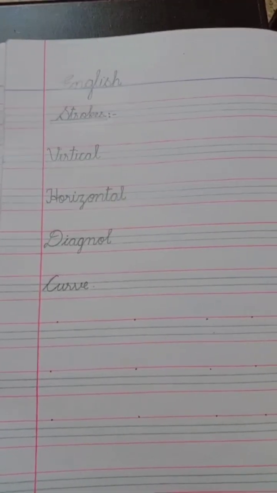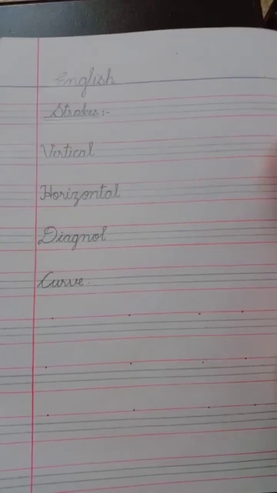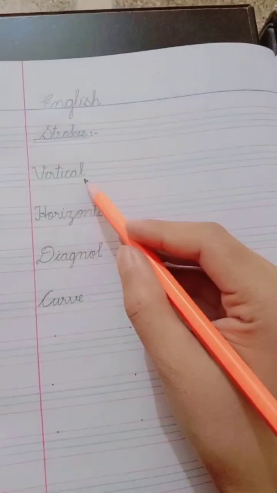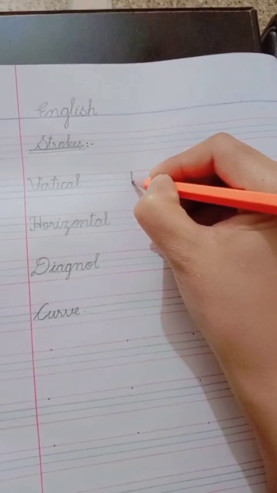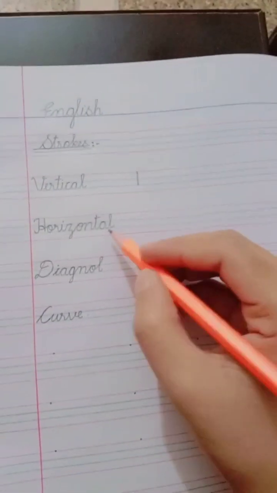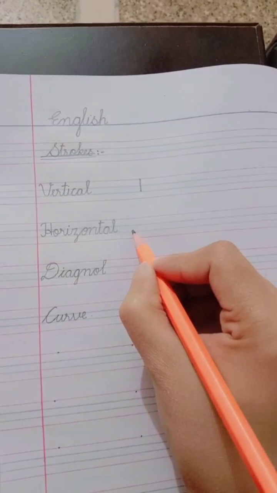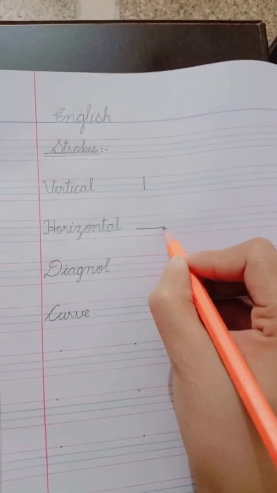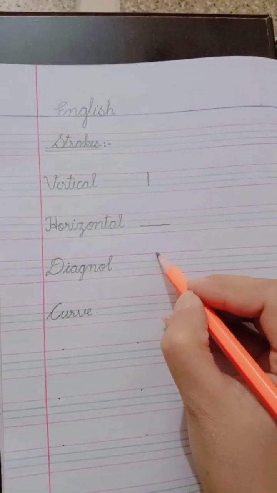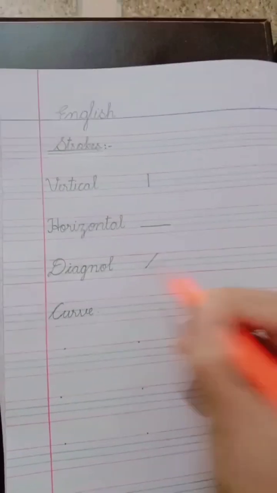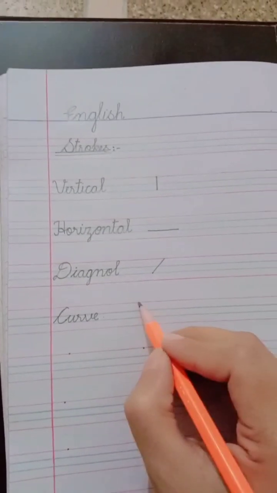Today I will tell you about strokes because these strokes help us in writing the English letters. The first stroke is the vertical stroke, a straight line just like a standing line. The next is the horizontal stroke. The next is the diagonal stroke. And the next is the curve stroke.